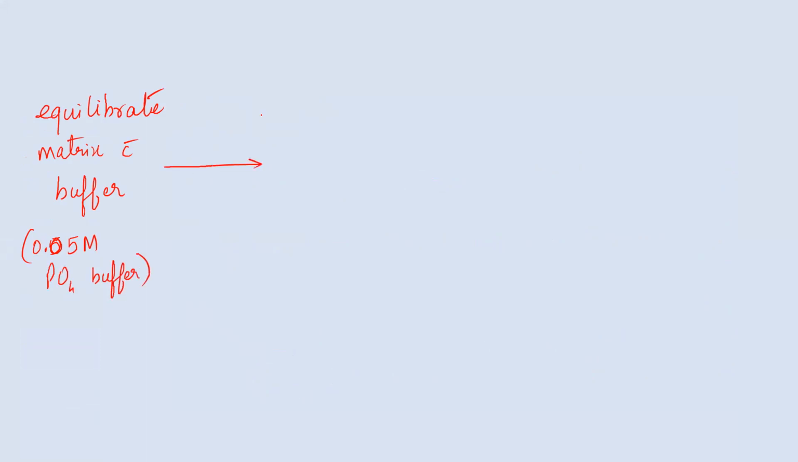Equilibrate the matrix with buffer. Now suppose here you are using a 0.05 molar phosphate buffer. You are using this buffer here for equilibration. After you equilibrate, you degas. After the degassing, you pack the column. After packing the column, you always maintain the level of buffer over the bed of the matrix, because you don't want the column to get dry.